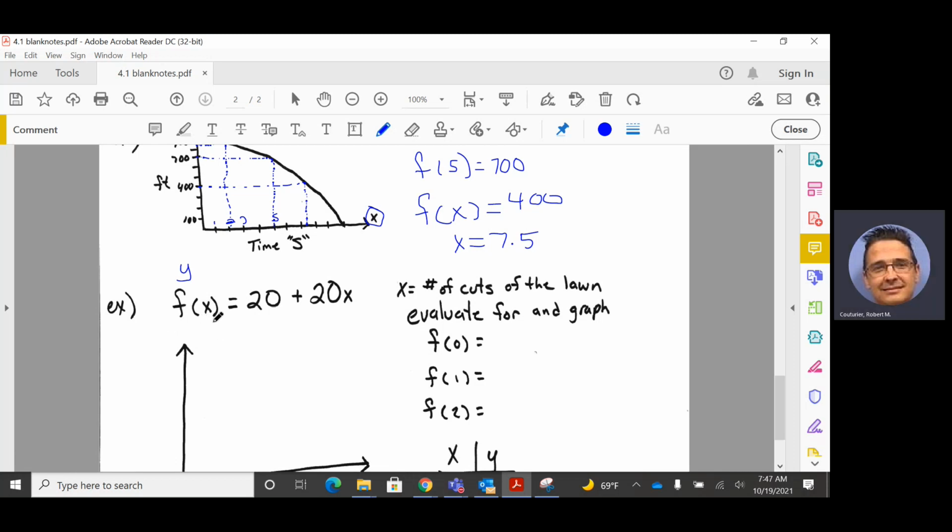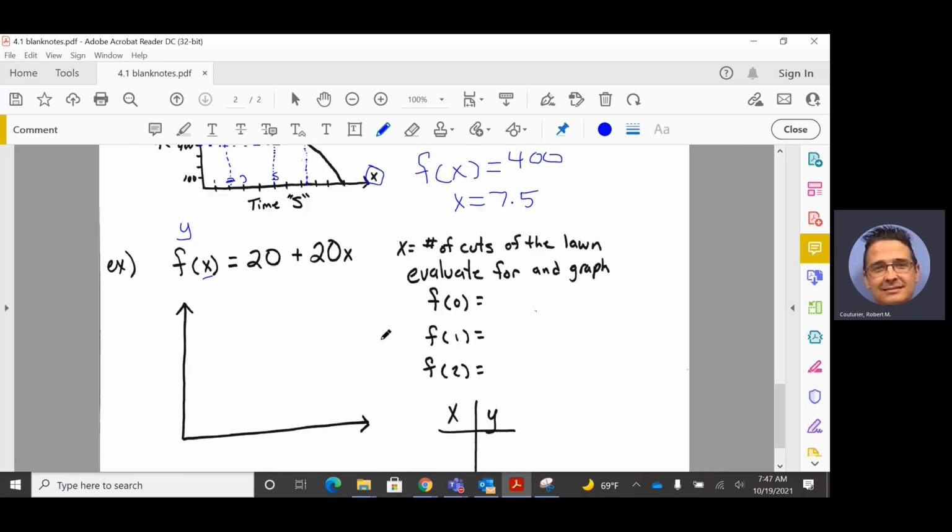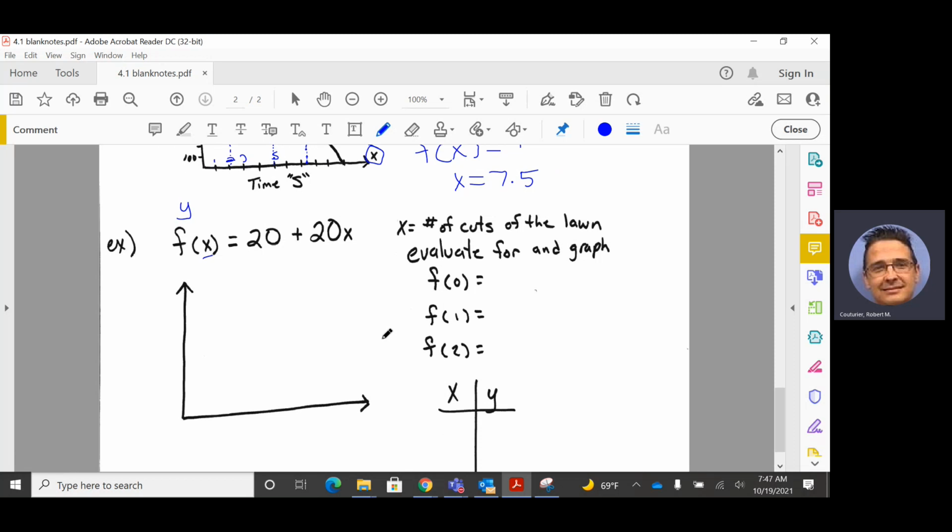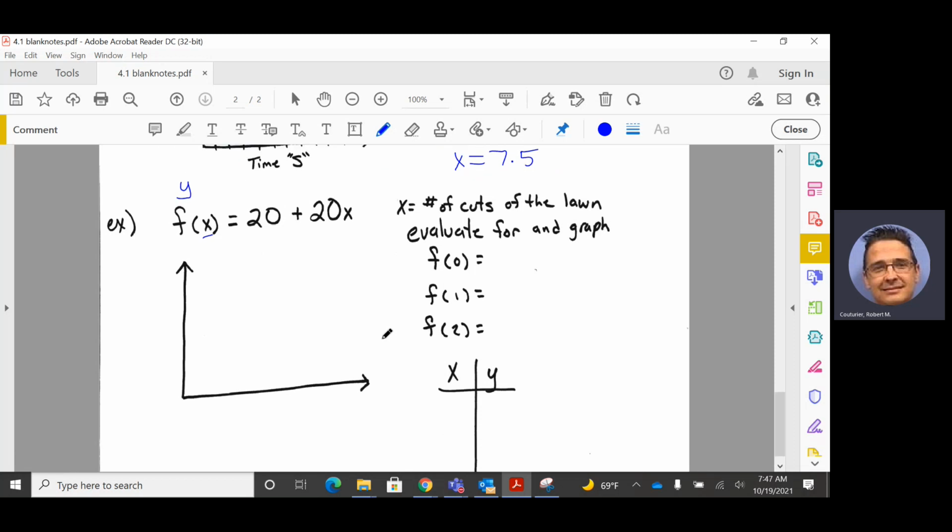f of x, where x is the independent variable. x is the variable that you see inside of here, right? And for whatever value of x, that means you're going to take this number and substitute it for x. So they want us to graph a couple of these and see what happens. We're going to use x numbers of cuts of the lawn for a graph, and just see what's going to happen here.